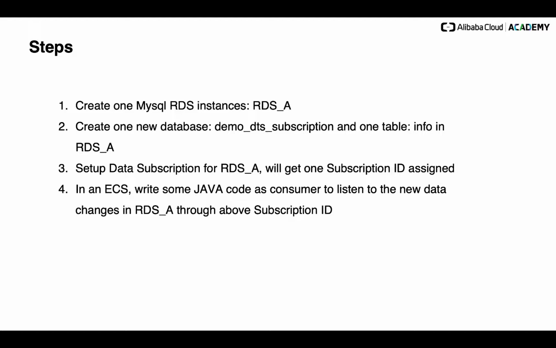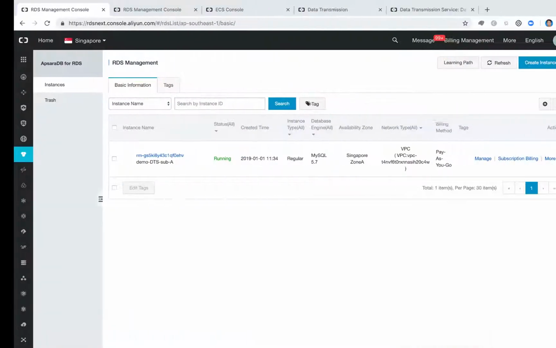After I create the data subscription job, you will get one subscription ID. Then in step 4, I will log into one ECS and write some Java code as a consumer to listen to the new data changes in the RDS-A in that database by leveraging that subscription ID. So those are the steps I'm going to go through in today's demo. So let's go to the Alibaba Cloud console first.